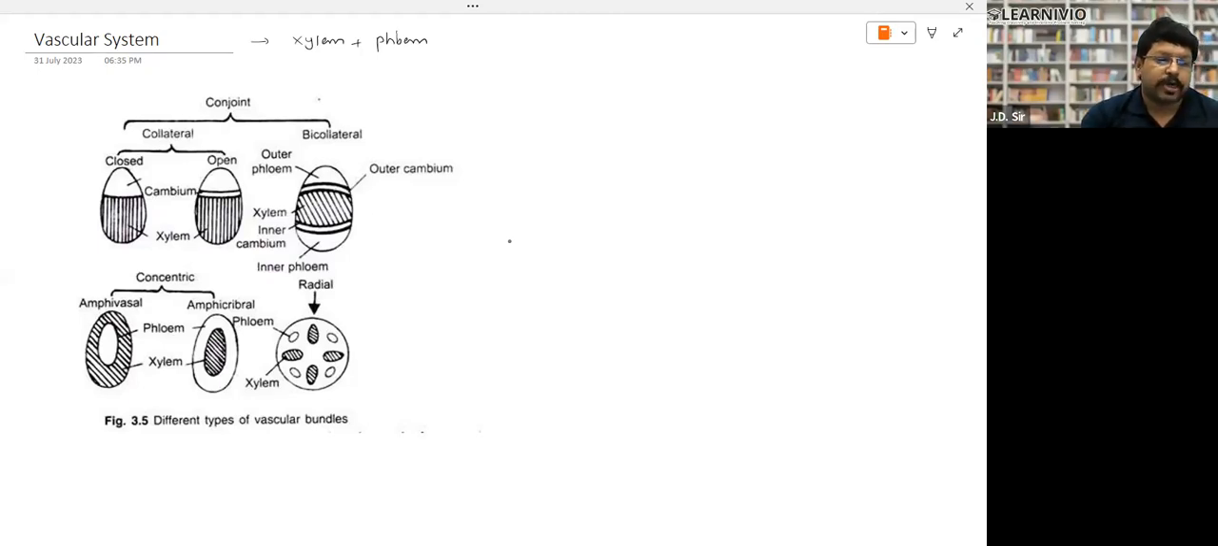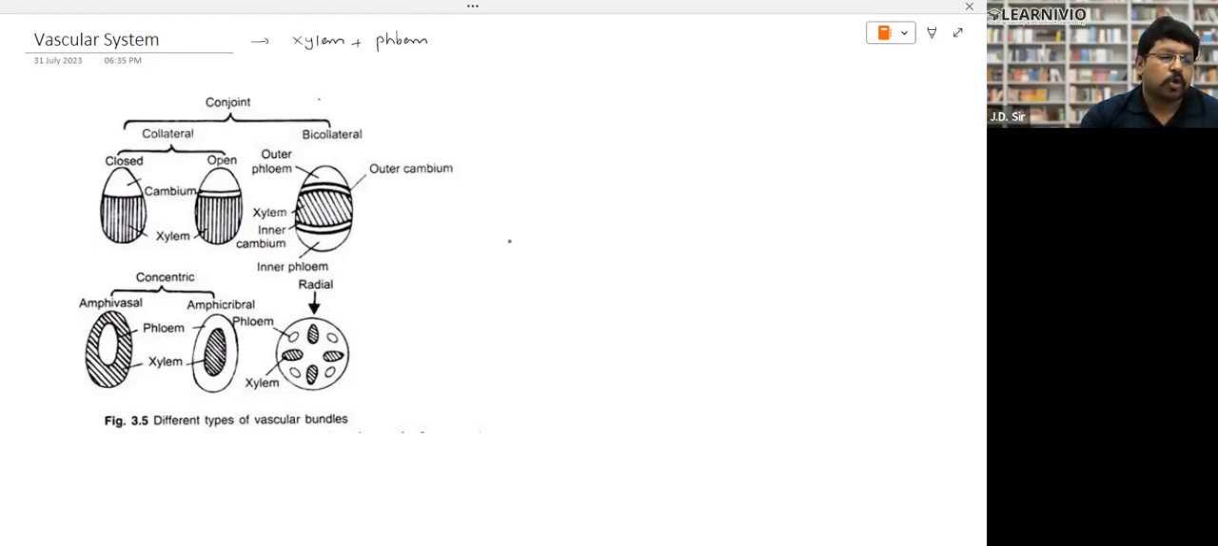When we talk about the conjoined vascular bundle, they may be of two types, collateral and bicollateral. What are the conjoined? When xylem and phloem lie close to each other, then they are called conjoined. In collateral, xylem and phloem lie together, and they may again be of two types, closed and open.